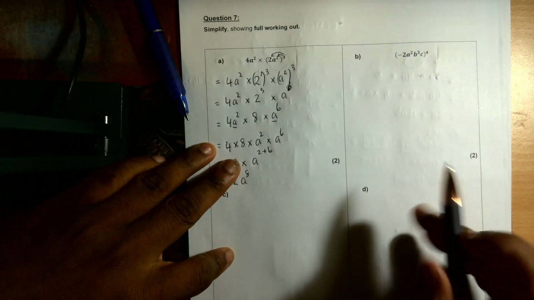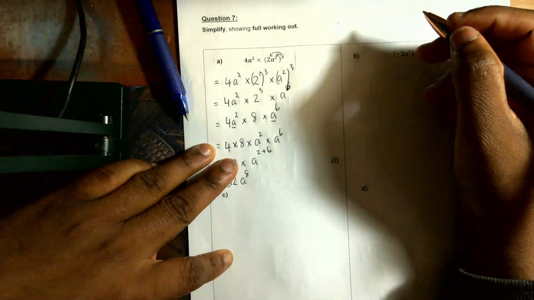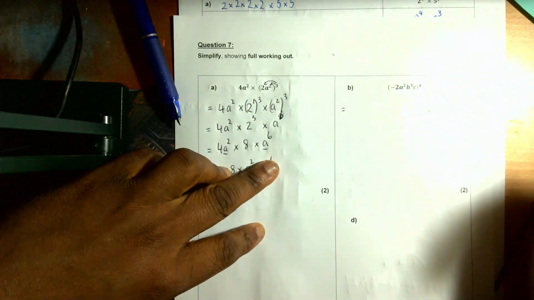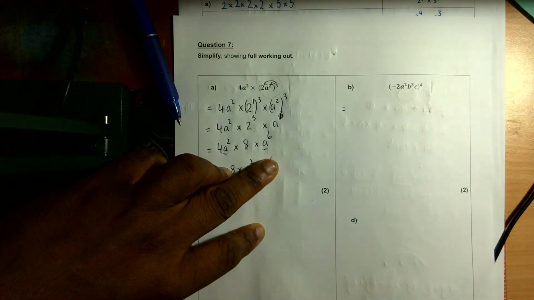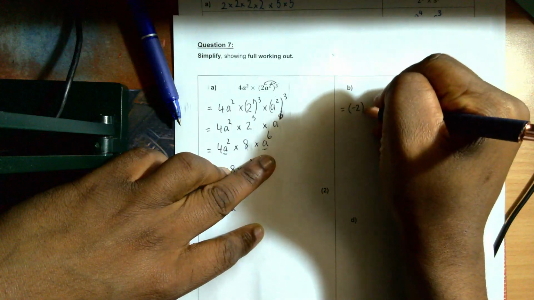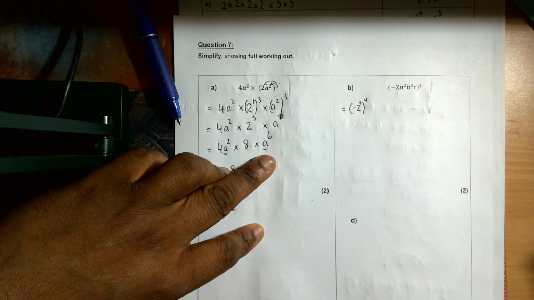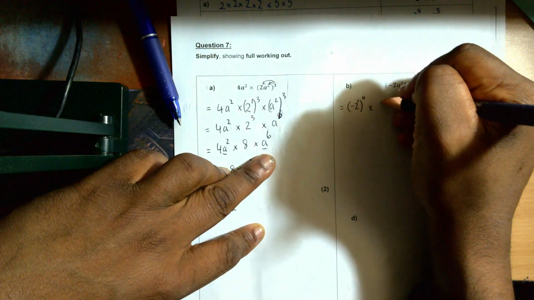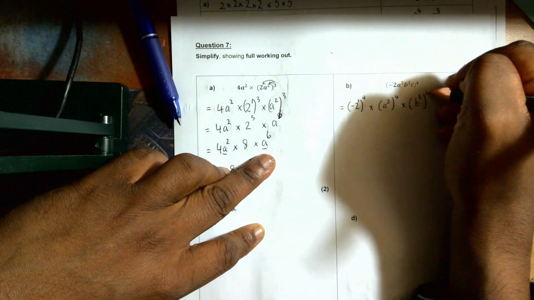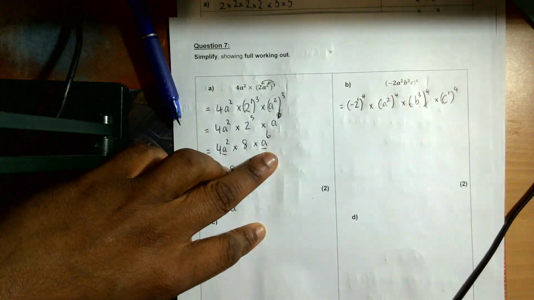Alright, last one, same thing. I'm gonna distribute this 4 into all the powers. So I'm gonna break this up into individual components, and I'm gonna power it by the 4th power. So I've got negative 2 with the power of 1. I'm gonna raise that to the 4th power, times a squared, raise that to the 4th power, times b cubed, raise that to the 4th power, times c to the power 1, raise that to the 4th power.